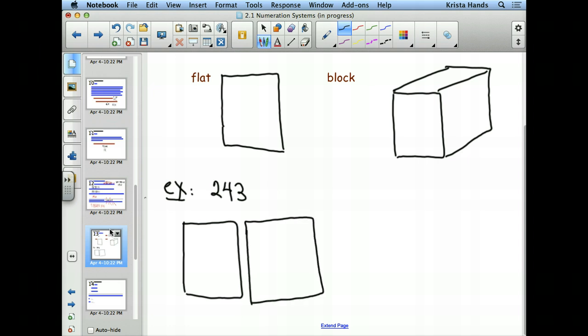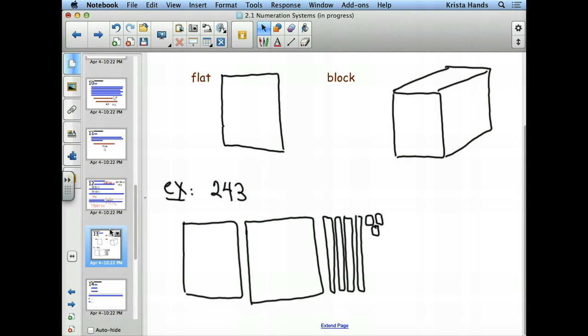Okay? Then what do I need? 4 longs. And they better look just as long as those squares are long, right? Because they should be. This is a terrible picture. Pretend like mine look better. There's 4 longs. And then what do I need? 3 units. Okay, so 3 of the small squares at the end. So some variation of that would be the number 243 if you were drawing it with base 10 representation with the blocks. Any questions on that? Okay.